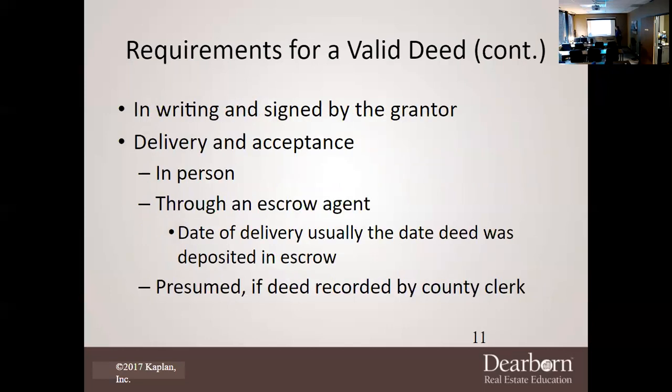In writing and be signed by the grantor, and delivery and acceptance can either be in person, through an escrow agent, in which case the date of delivery is usually the date the deed was deposited in escrow, or it's presumed if the deed is recorded by the county clerk.